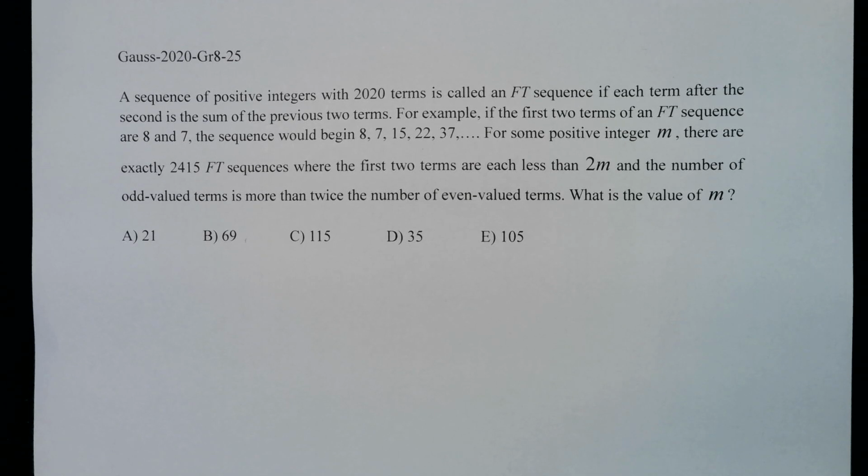For some positive integer m, there are exactly 2,415 FT sequences where the first two terms are each less than 2m, and the number of odd value terms is more than twice the number of even value terms. So what is the value of m?